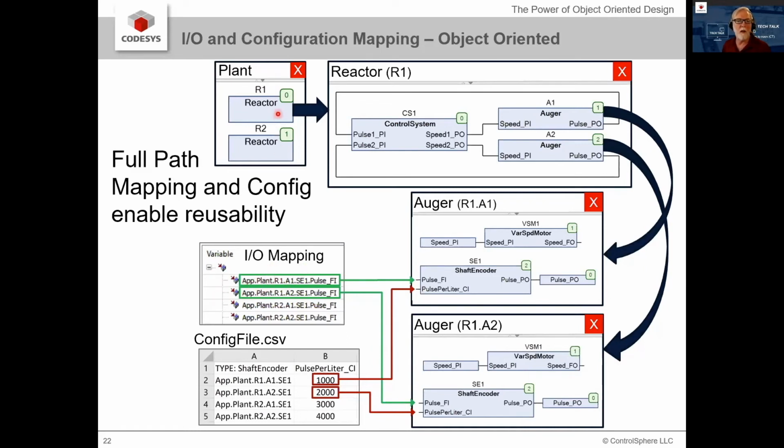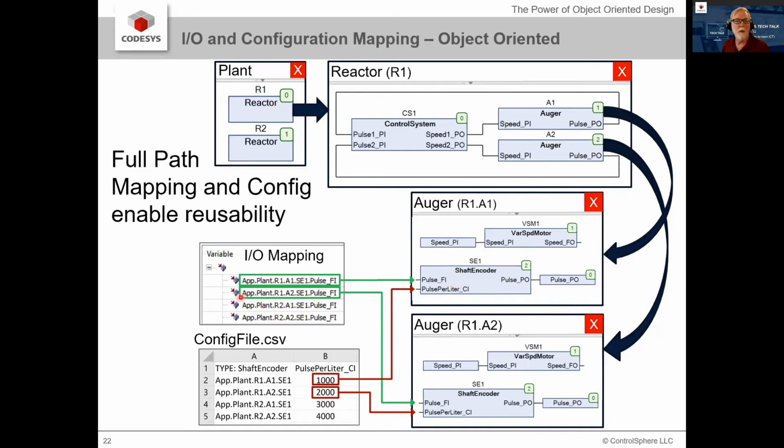And the full path name looks like this. It's just application.plant, that's the name of the program, .R1, that's the name of the first reactor, .A1, that's the name of the first auger in the first reactor, and .SE1, that's the name of the shaft encoder, .pulse_FI. So when you're typing in this full path name, I can just do plant dot, and it'll give me R1 and R2. Dot, it'll give me A1 and A2. Dot, it'll only give me SE1, and then it'll give me all the inputs and outputs for that. But I know which one I want because it's got to have an FI on it. I just map it to the field input.